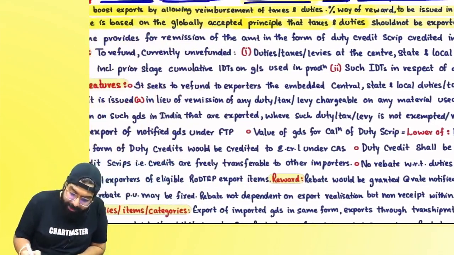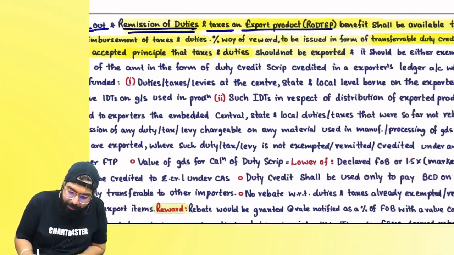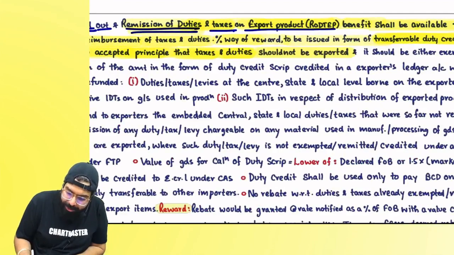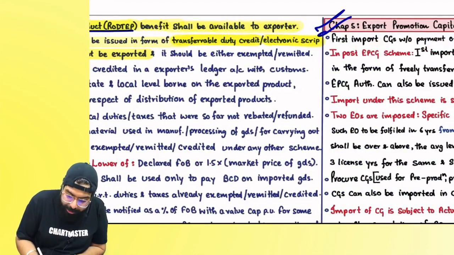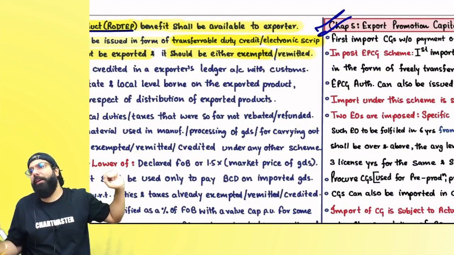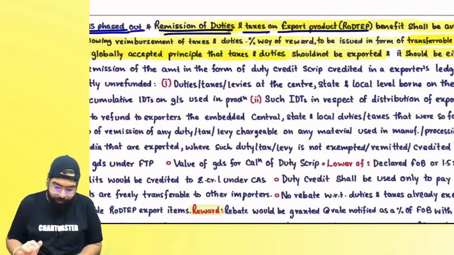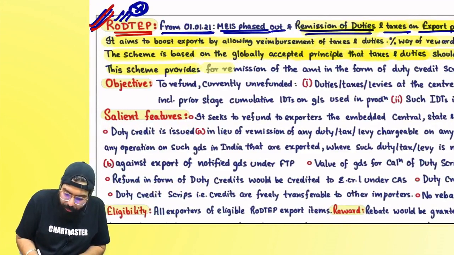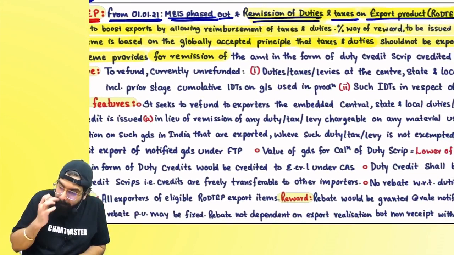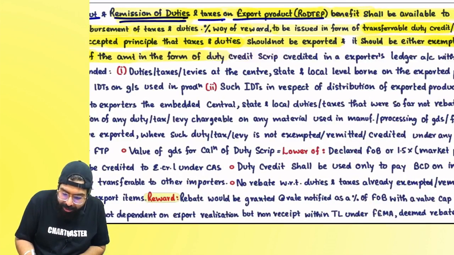So it says the scheme is based on the globally accepted principle that taxes and duties should not be exported, and they should be either exempted or remitted. It should either be exempted on your exported product, meaning if I am exporting something, the duties should be exempted, or if I have paid them, they should give it back to me. Everyone, this scheme provides for remission. Remission means reduced. Remission of the amount in the form of duty credit scrip credited in the exporter's ledger account with customs.